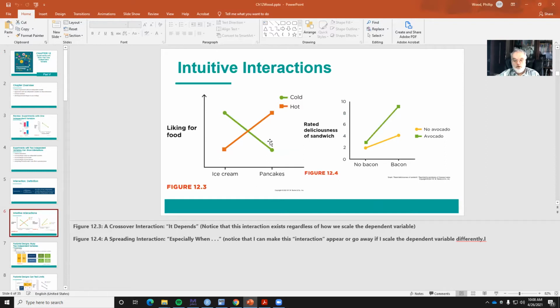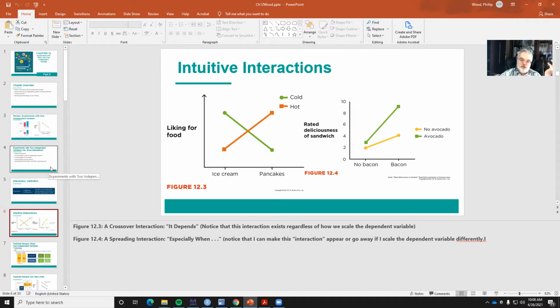And I wanted to put a marker down about the issue of interactions. So here's how much you like a food, and whether it's hot or cold, and what is it? Is it ice cream or pancakes? And we're going to be talking about crossover interactions that make a letter X, and ordinal interactions that make sort of a greater than or less than sign.